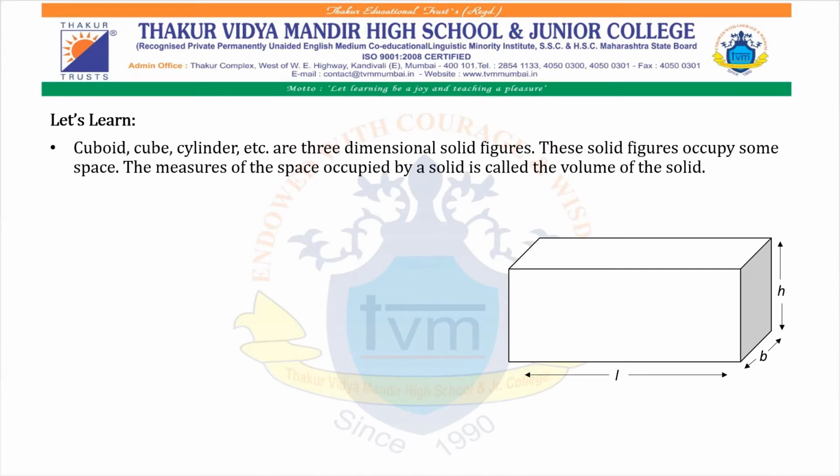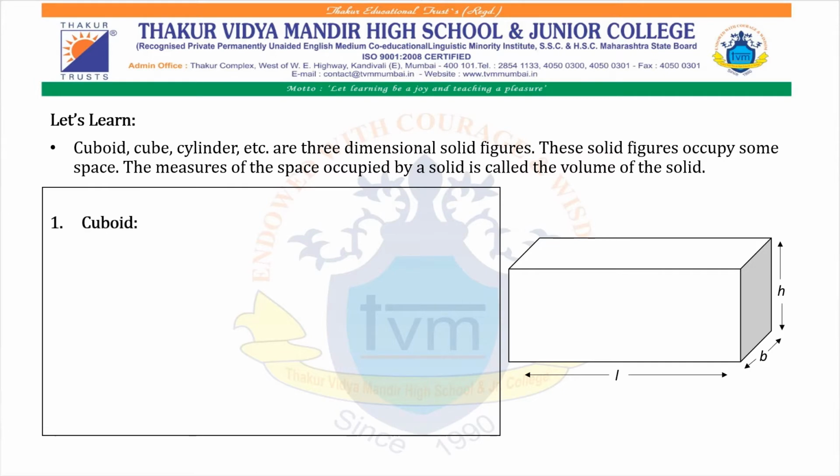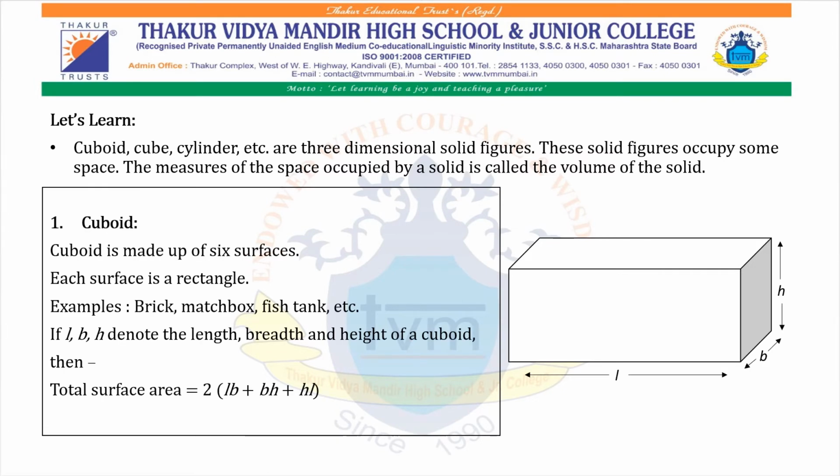are three-dimensional solid figures. These solid figures occupy some space. The measure of the space occupied by a solid is called the volume of the solid. Let's see for cuboid. Cuboid is made up of 6 surfaces. Each surface is a rectangle. Example: brick, matchbox, fish tank, etc.